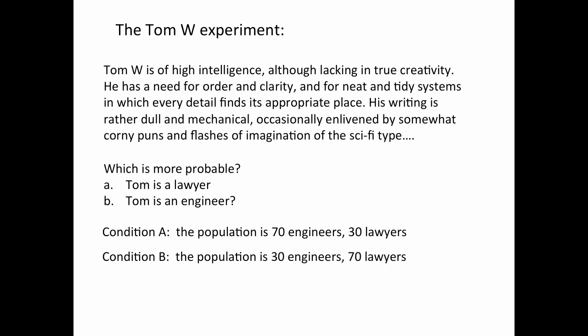If you remember, this is an experiment where participants were given a description of an individual, Tom W., and they were asked to rate how probable it is that Tom is a lawyer or Tom is an engineer. There were two conditions in the experiment. Half the participants were told that in the population from which Tom W. was drawn, 70 were engineers and 30 were lawyers. Base rate information would tell you that Tom is more likely to be an engineer than a lawyer in that case. The other condition was 30 engineers to 70 lawyers. Again, the base rate information would say it's more likely that Tom would be a lawyer in that condition.